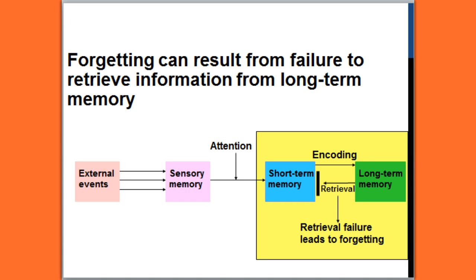And here we go. So forgetting can result from failure to retrieve information from long-term memory. So what we're talking about now is, okay, we got everything in. Now we're trying to get it back out. Now we're trying to recall information that's been stored in the brain for a long period of time. And you can see here the block is on the retrieval out.